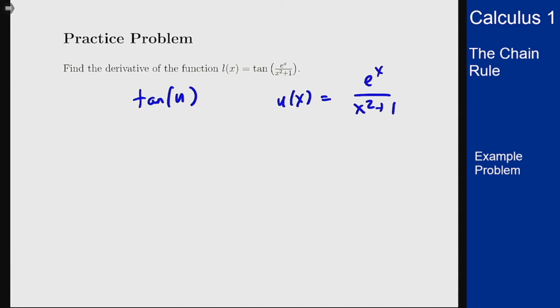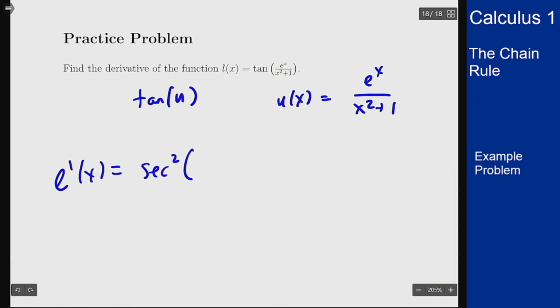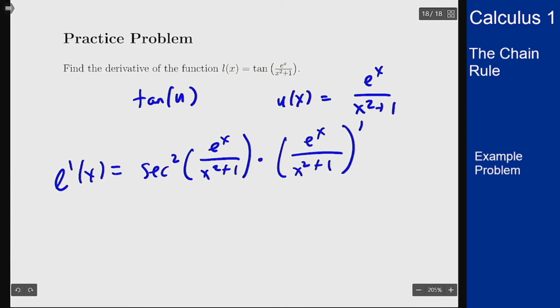So by the chain rule, L prime of x should be the derivative of tangent, which is secant squared, of u, which is e to the x over x squared plus 1, and then times the derivative of e to the x over x squared plus 1. Now for that derivative, we have to use the quotient rule to figure that out.